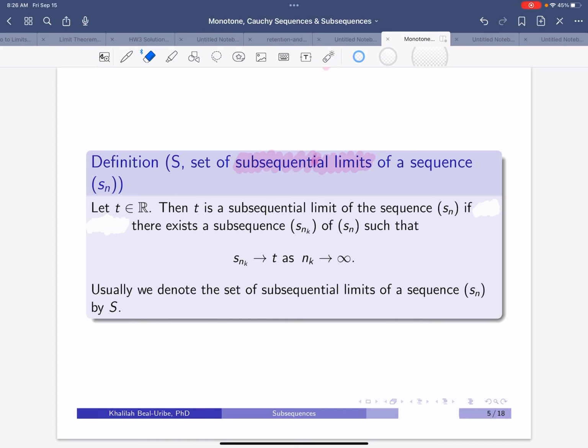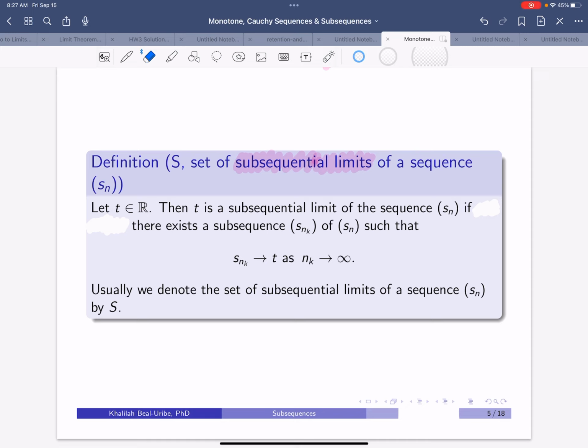So imagine you're analyzing data and you have all these data points, and looking at all of the data might not give you any information, but maybe if you look at just a subset of the data, you see a trend, right? That's kind of the idea when you're looking at subsequential limits.